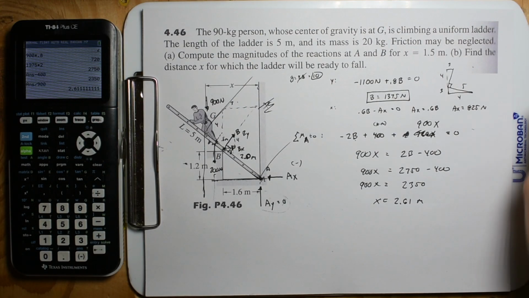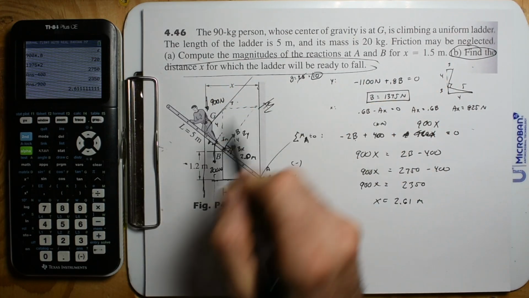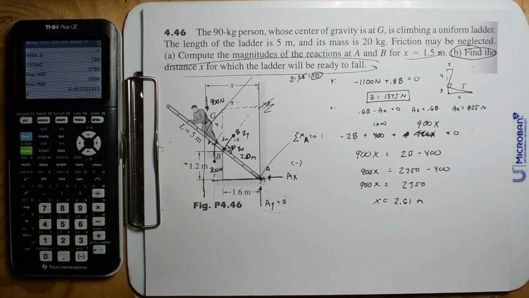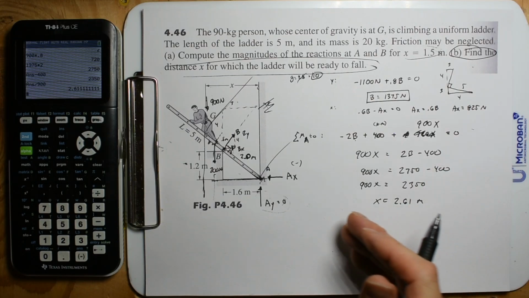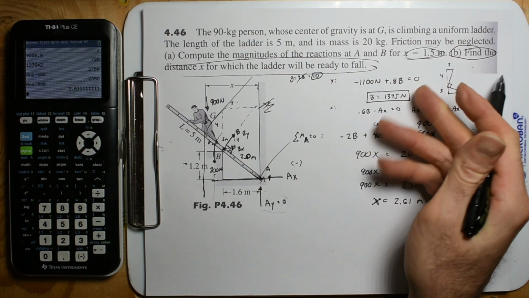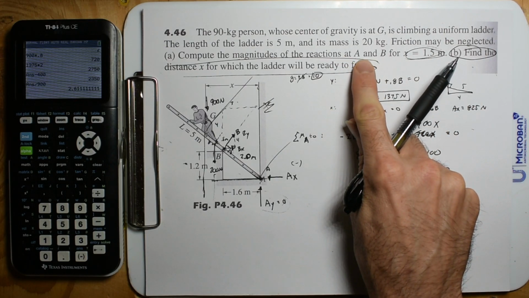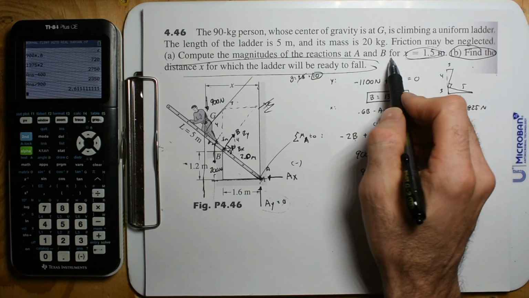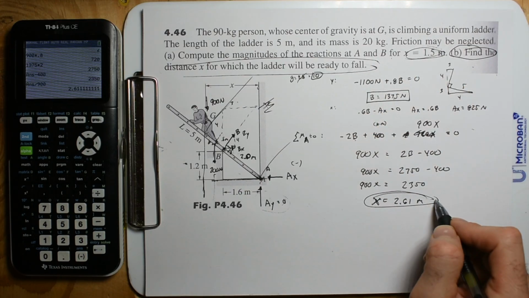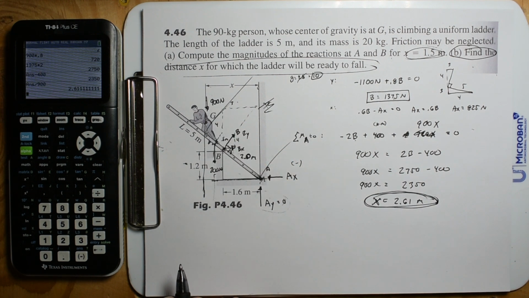And I guess we just did B of this problem instead of A. But yeah, that was useful. I mean, you could solve for the reactions of A and B all the way up to x is 2.61. I mean, you could get an equation for that as a function of x. So that's kind of interesting.